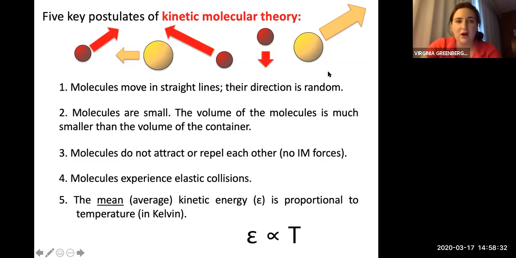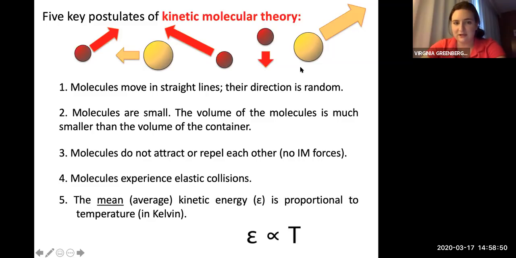Okay, and so our postulates for kinetic molecular theory state that molecules will move in straight lines in random directions. So I think this is pretty easy to understand. If you have some gases, they're just going to go straight until they hit something, and in completely different random directions from each other.